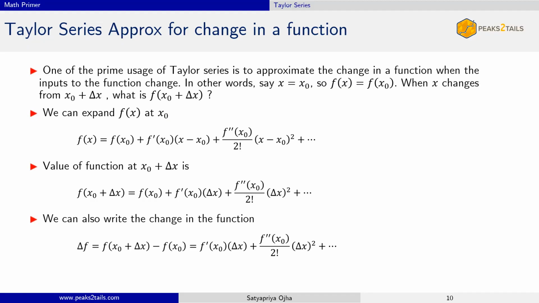So let's say, one of the prime use cases of Taylor series is to approximate the change in a function when the inputs to the function change. Normally we understand that if the input of a function changes, then the function output will change. And that is predominantly given by the derivative, just the raw derivative. That is the sensitivity, right? If x changes by dx, y will change by dy. The ratio is given by dy by dx.